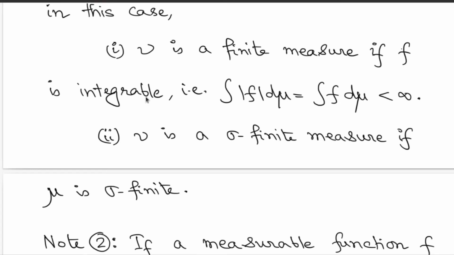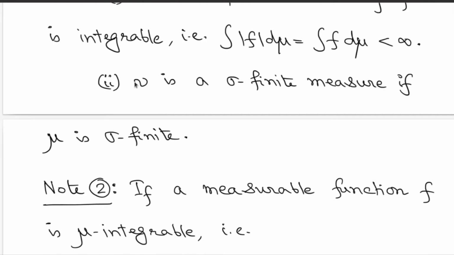And moreover, you can also make this statement that for a general non-negative measurable function, you expect to get the measure nu to be sigma finite, provided your given measure mu is sigma finite, right? So you have these structures for such a new set function.